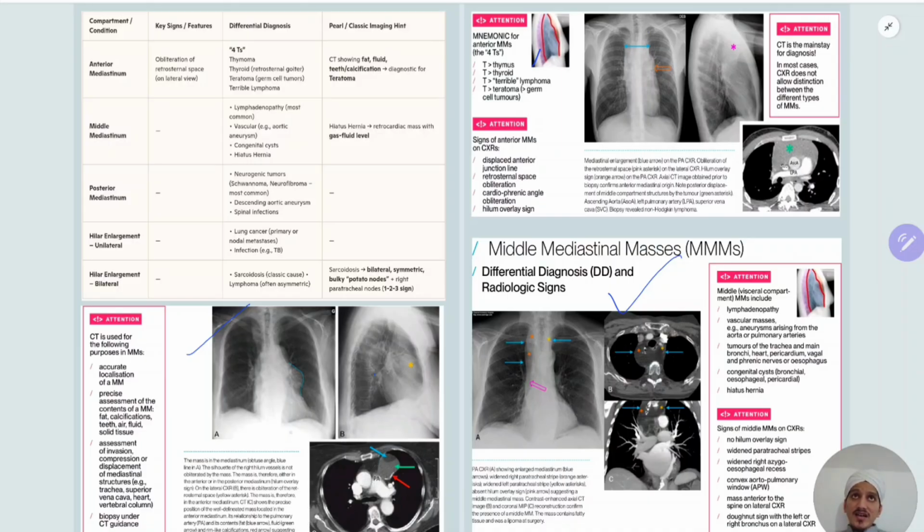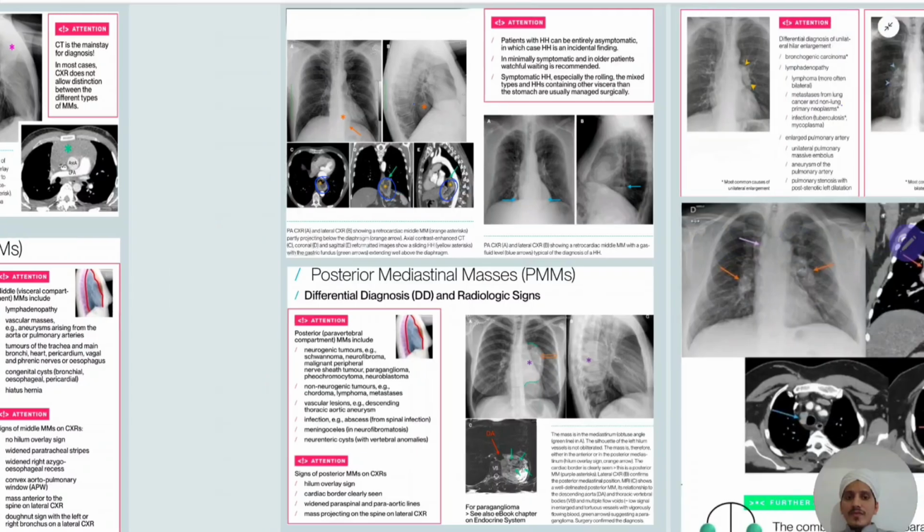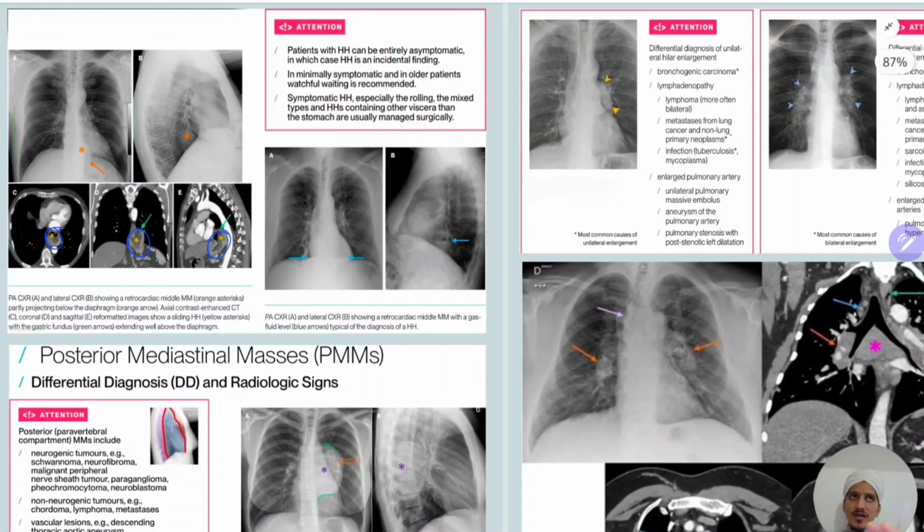And one more point is, in anterior and middle mediastinal masses you can see enlargement of the right and left paratracheal stripes. That is one thing. Then in the posterior mediastinal mass, in the lateral chest X-ray, the mass looks like it is falling, or it is upon the spine. It is upon the spine. That is the most important.